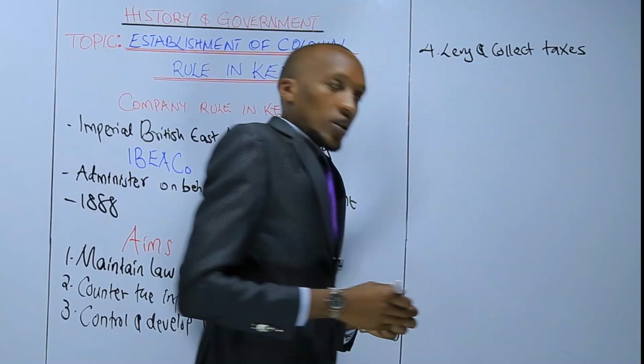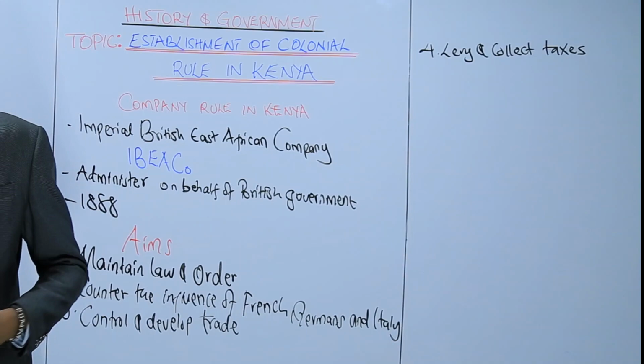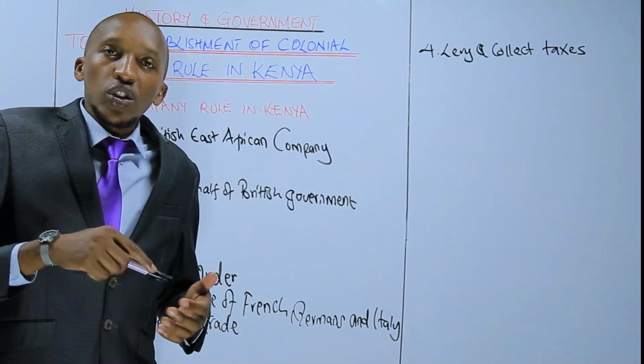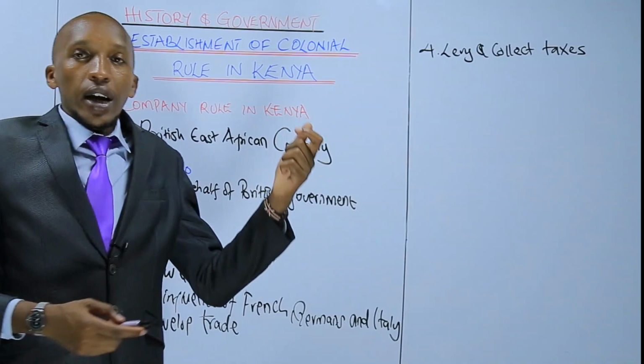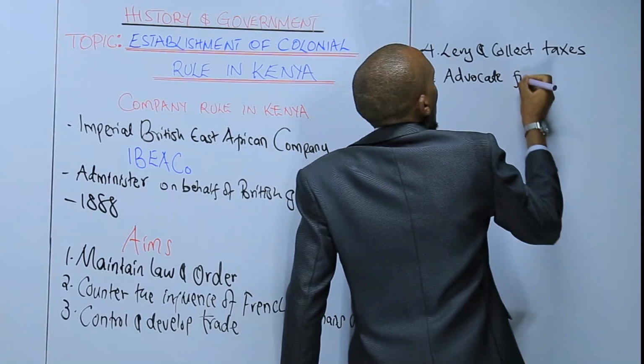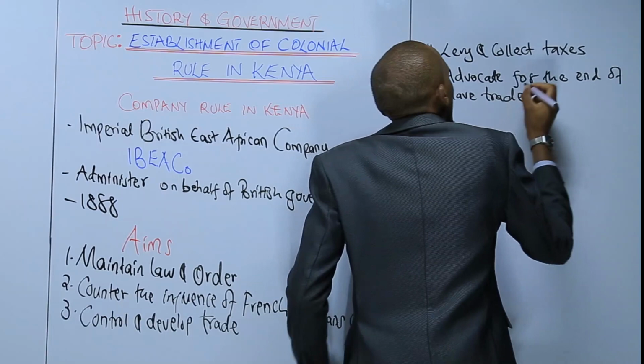That was the next aim or goal of the Imperial British East African Company. They were supposed to levy, that is, to apportion the taxes that are required, and then number two, to collect those taxes for the benefit and influence of the company. And then lastly, they were supposed to advocate for the end of slave trade. They were supposed to abolish slave trade in that territory.